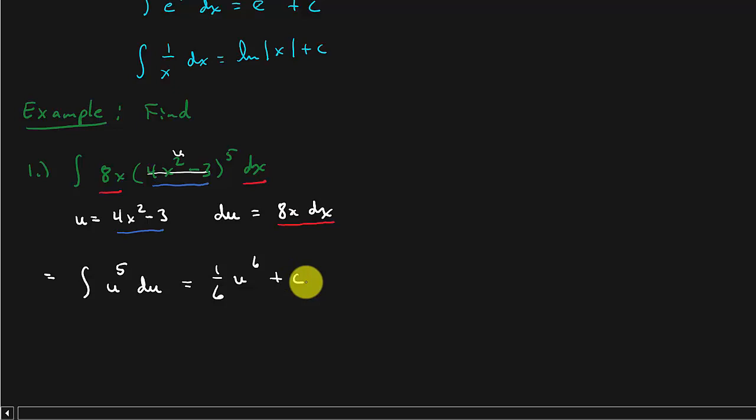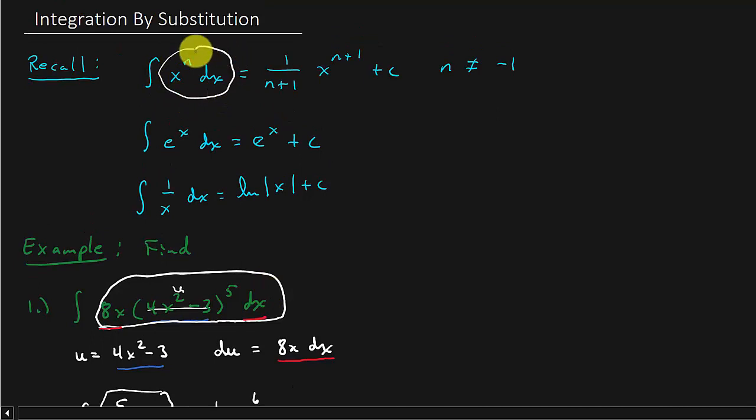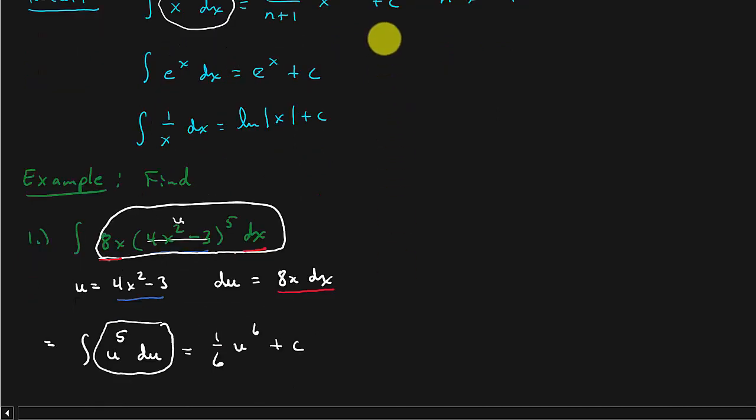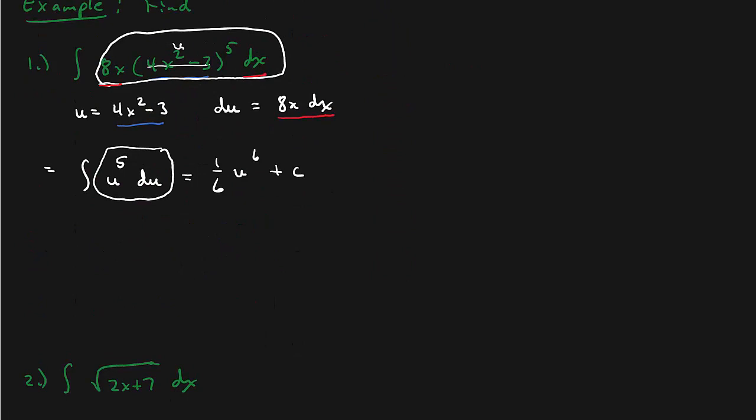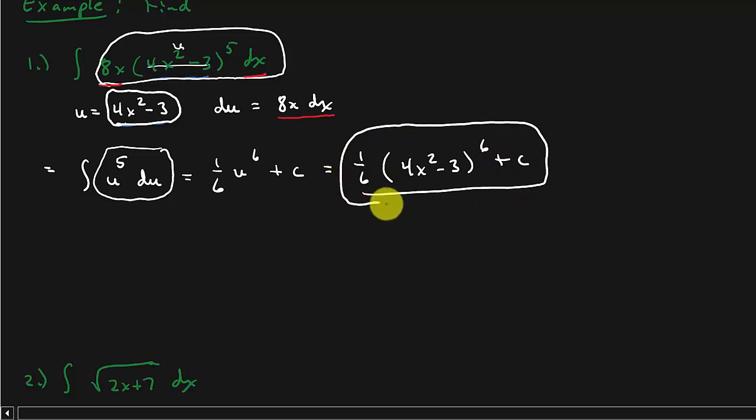Now, do you see what we did here? We took this problem right here, and we ended up with this, which is now, as you can see, in this form right here. And that's what we did. Now, remember, our original problem is in terms of x, not u. And so for this, we get 1/6. And then we've got to substitute this back in for u. So that's 4x squared minus 3 to the 6th plus c. And there's your answer. All right.